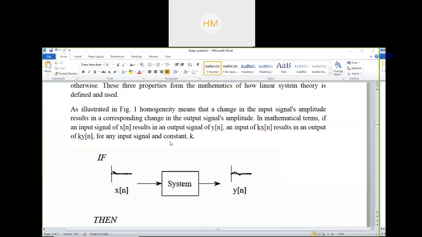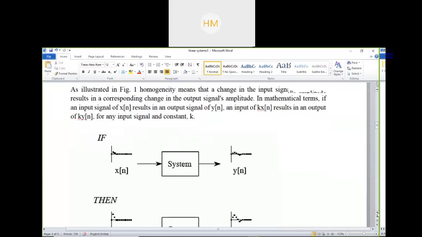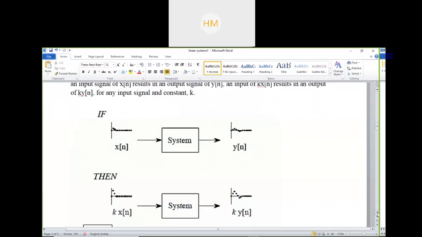This is shown over here. An input x of n results in an output signal y of n, and an input of k x of n results in an output of k y of n, for any input signal and constant k. Is it clear? So this figure shows you homogeneity.